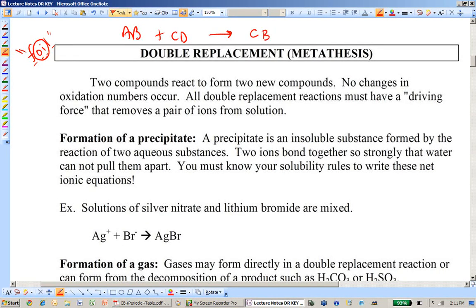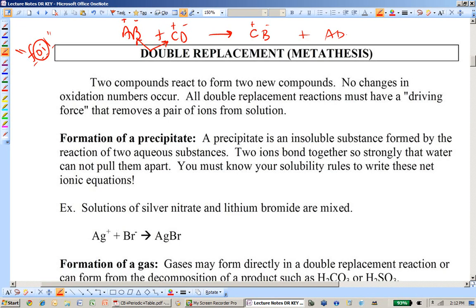Why isn't it B and C? Because normally we write, you know what that means, right? There's some exceptions. But normally we write the positive oxidation on the left and the negative oxidation on the right. So when I put these back together and I take these two together, I need to write the positive on the left and the negative on the right, and then AD, the outsides. So that's the general format of double replacement.